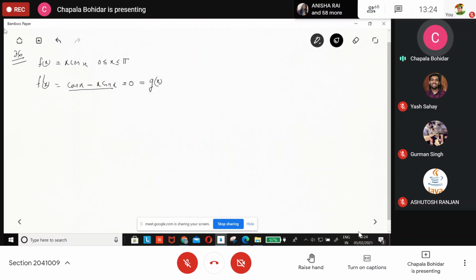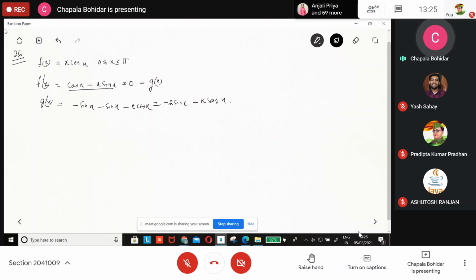Okay, all of you clear this line? Yes, ma'am. So now, if I'm writing it is g x, to apply our Newton's method, we have to find out g dash x. What is our g dash x? It is minus sin x, then here it is minus sin x, and again it is minus x cos x. So we get minus 2 sin x, then minus x cos x.